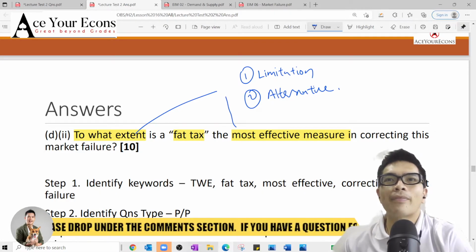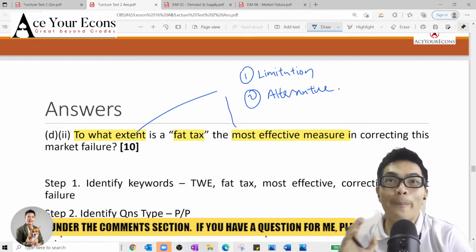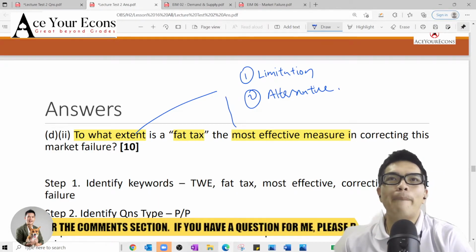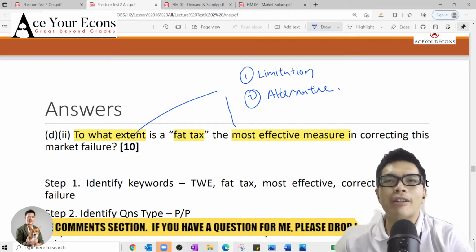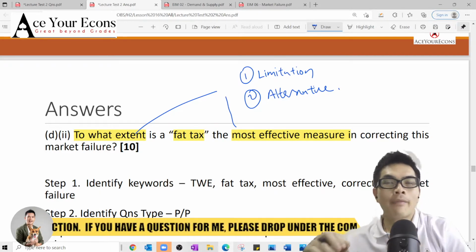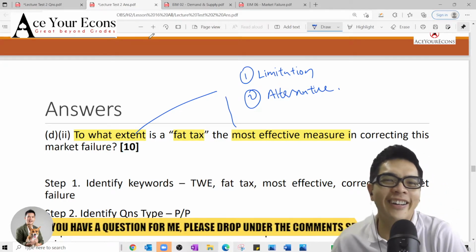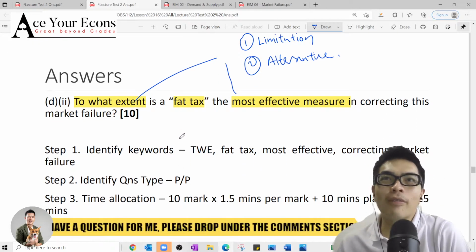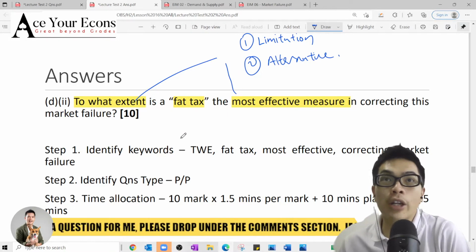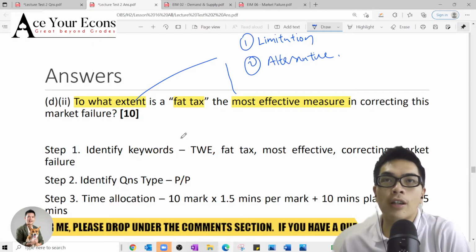You should not bring out a ban. Although a ban works, a ban is not practical, right? Have you heard of a ban on junk food? Imagine a world without McDonald's would be quite sad, right? So avoid using ban. Education is okay so long as you can identify info failure as the secondary source of market failure.